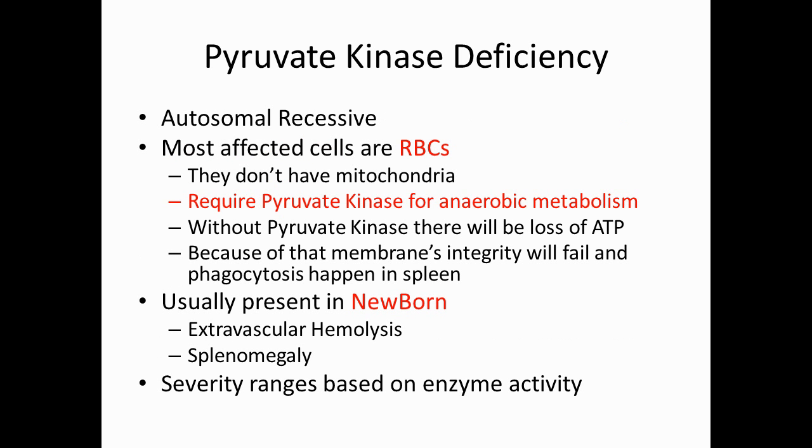Pyruvate kinase deficiency is an autosomal recessive disease in which the most affected cells are RBCs because they don't have mitochondria. They require pyruvate kinase for anaerobic metabolism. Without pyruvate kinase, they cannot generate ATP. That's why they will lose ATP. Because of that, they will lose integrity of the membrane and it will form abnormal shapes of RBCs. That's why they will be phagocytized in the spleen. This is usually present in newborns with extravascular hemolysis and splenomegaly. The severity of this disease will range based on the enzyme activity in the cell.